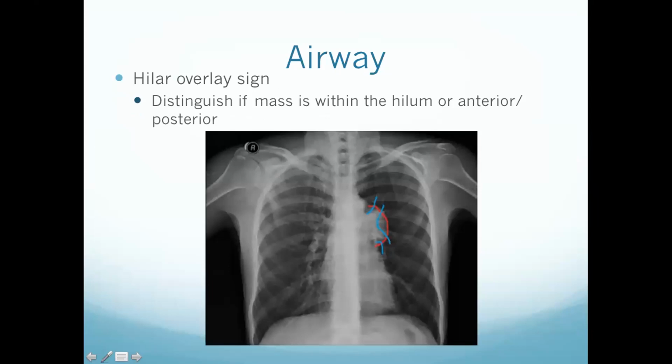If there is a mass, then you can use the hilar overlay sign to distinguish if the mass is within the hilum or if it's anterior or posterior. So this sign essentially, if the mass was within the hilum, you wouldn't see the markings of the pulmonary vasculature. It would lose its silhouette sign, which I'll come on to a bit later. But if you can still see the markings of the pulmonary vasculature, then that would mean that the mass is either anterior or posterior to the hilum.